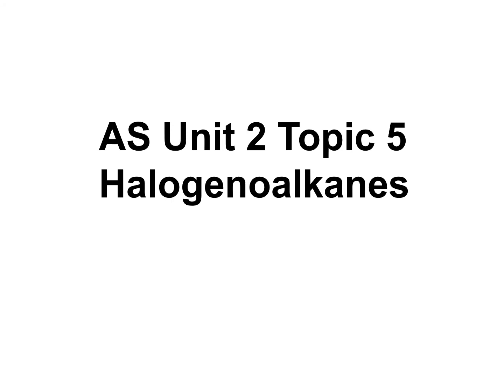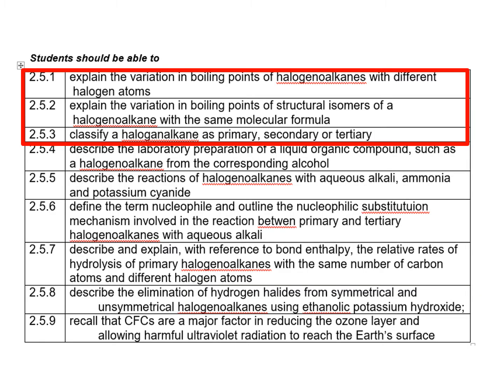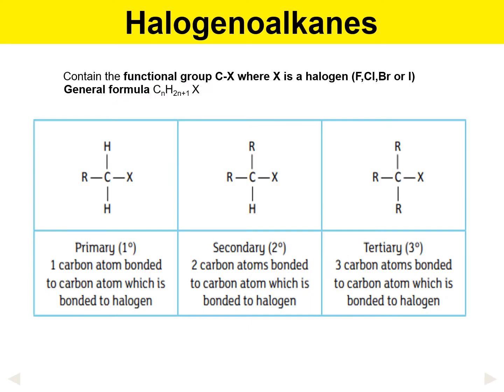Topic 5 is the halogenalkanes. The homologous series called the halogenalkanes have the functional group C-X, where X can be fluorine, chlorine, bromine, or iodine.